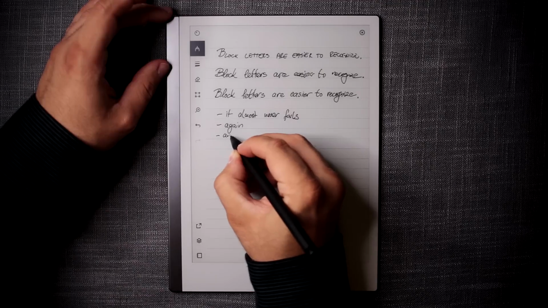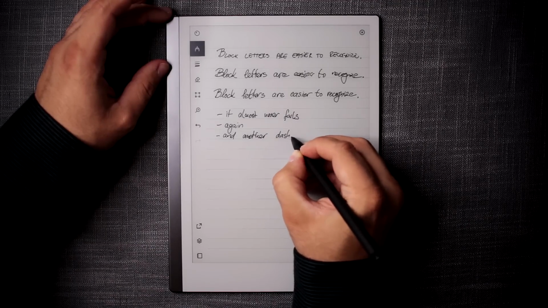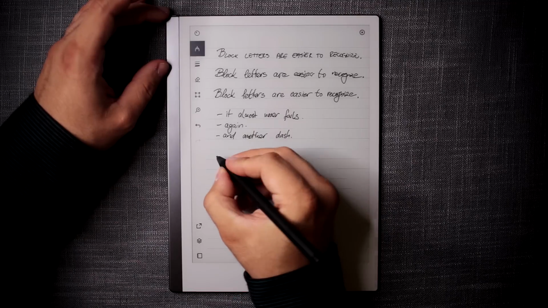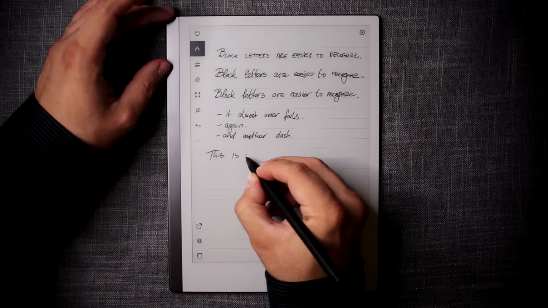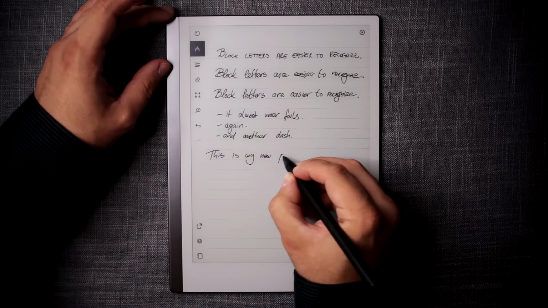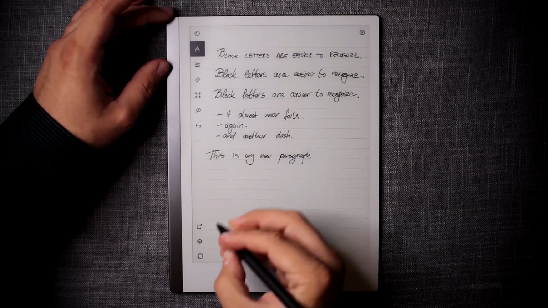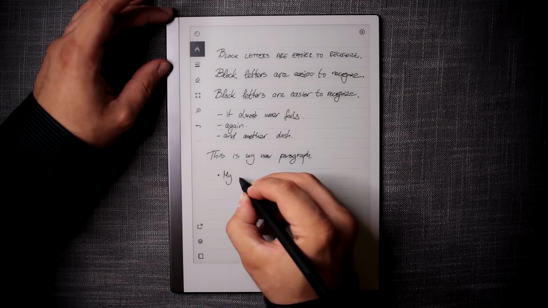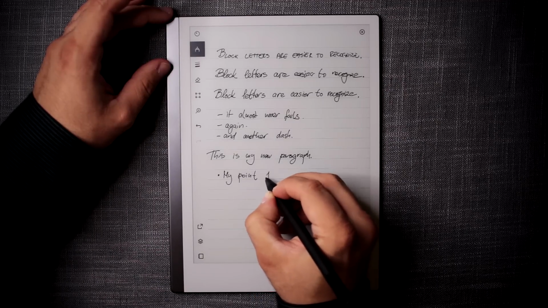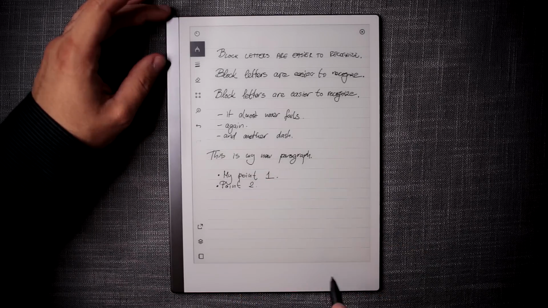Again, another dash, and I can add my punctuation here. And here I'm going to add, this is my new paragraph, and here I'm going to try with bullet points. My point 1, point 2, and let's convert and see what we get.